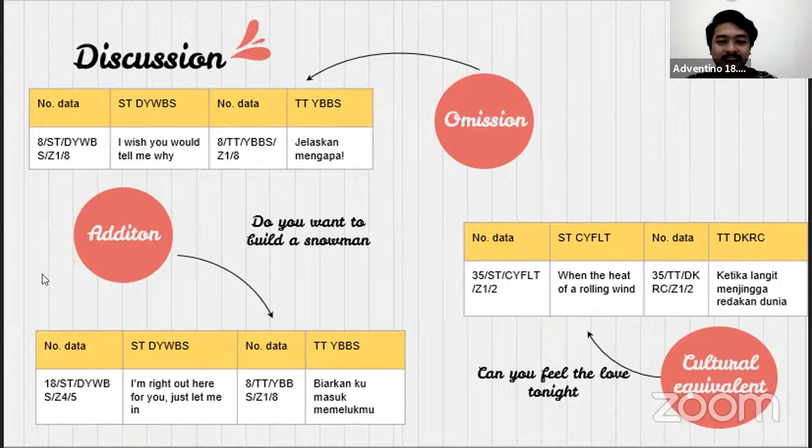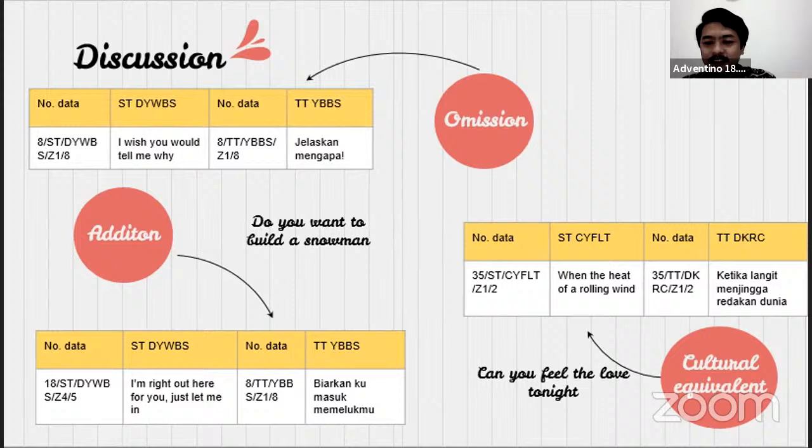Next is addition. And in here, also in the song Do You Want to Build a Snowman, the source text says "I'm right out here for you, just let me in." In the target text, it's "biarkan ku masuk memelukmu." So there is no word "hug" or "cuddle" or something similar to "memelukmu," but the translator just says "biarkan ku masuk memelukmu," to get the same meaning from the source text to the target text.